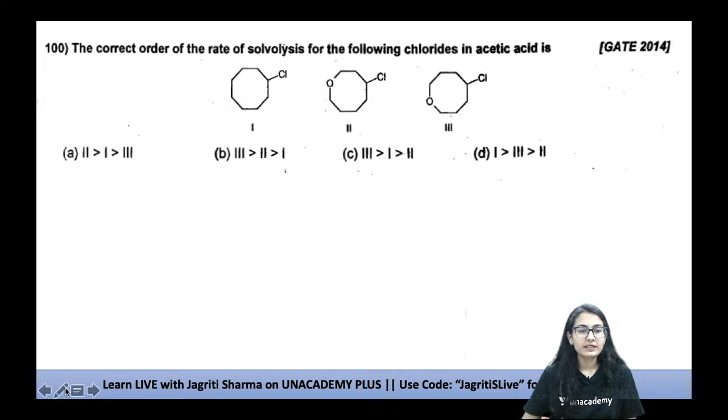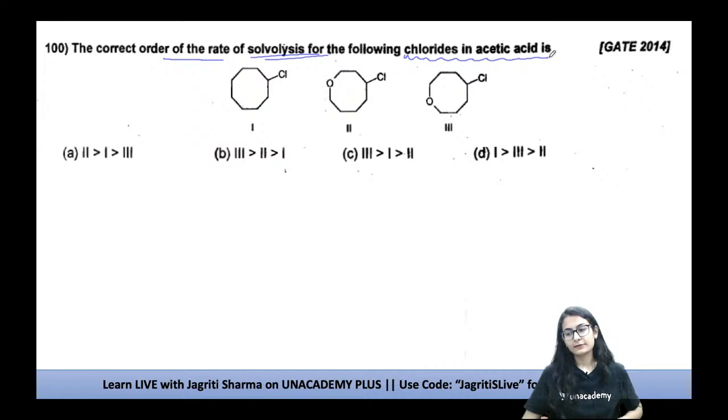Moving onwards, this is a very nice question once again. Correct order of the rate of solvolysis for the following chlorides in acetic acid is. Now, it's a very nice question. The rate of solvolysis it asked.